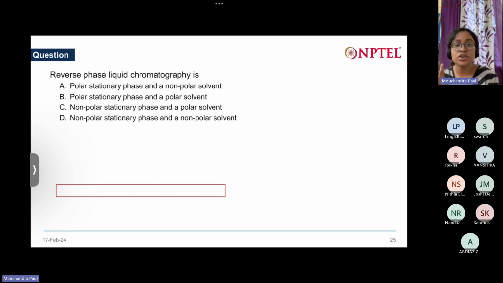Depending on your sample, whether it has more affinity to bind with a polar stationary phase or a non-polar stationary phase, you will use the required combination in your liquid chromatography.